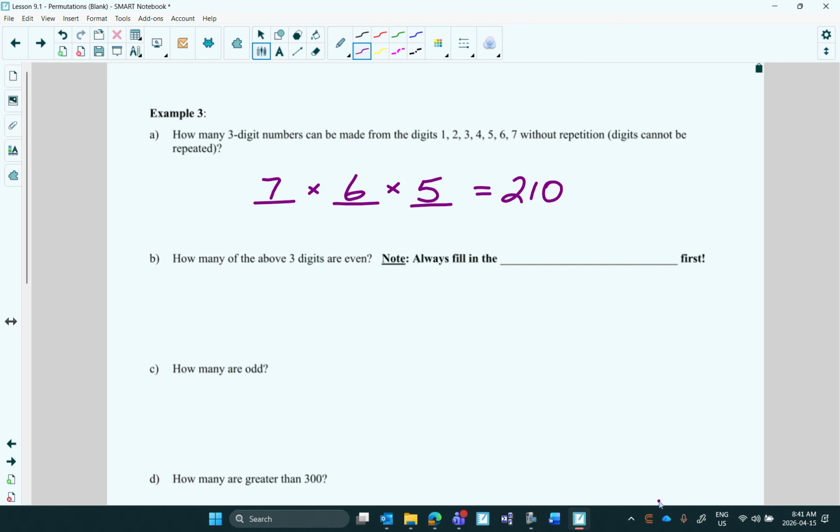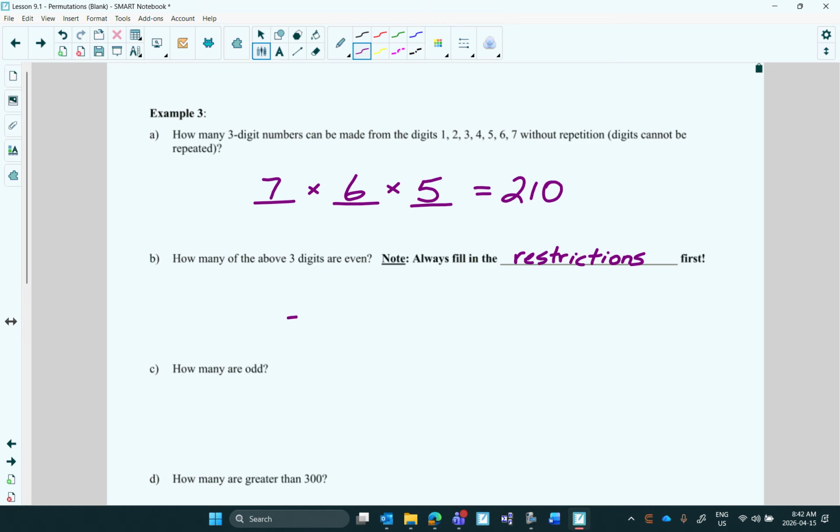Now, sometimes there may be restrictions on what you're asked. And you always fill in the restrictions first. This will become clearer when I do this next example. How many of the above 3-digit numbers are even?